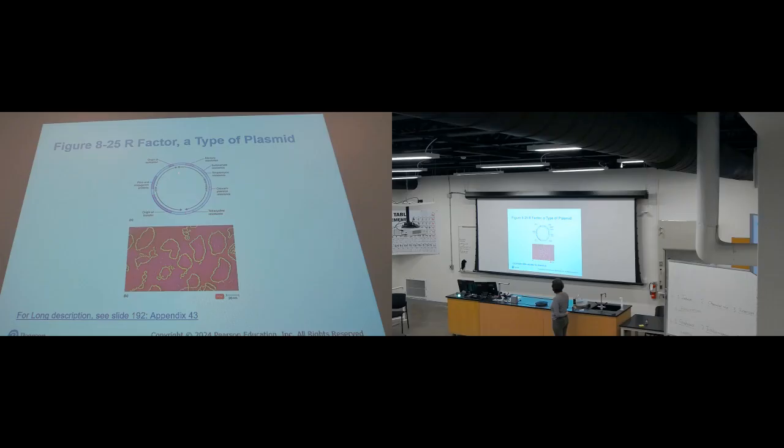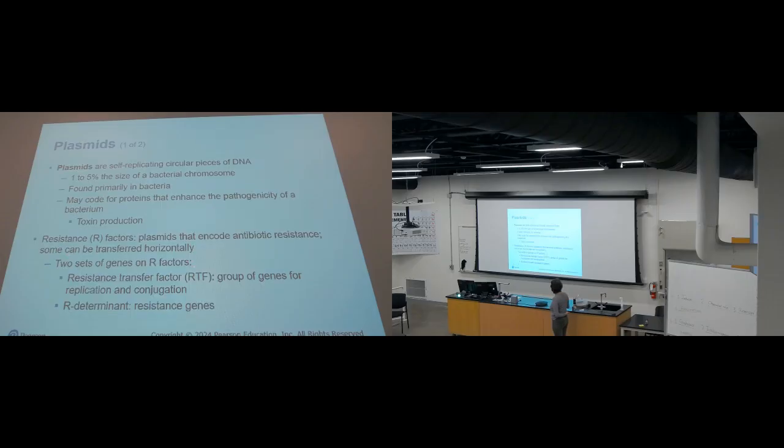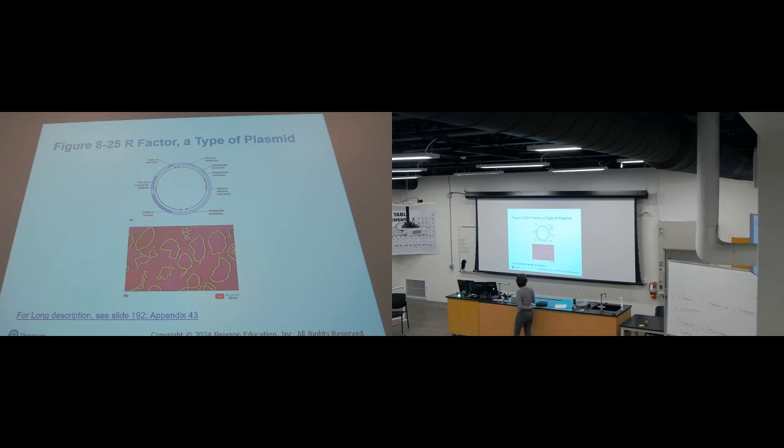And this will be the RTF, which is the resistance transfer factor. So this is what makes the bacteria able to transfer the plasmid DNA. So this is like functional genes, while these ones will be structural genes. This is what makes the bacteria resistant to several antibiotics or substances.